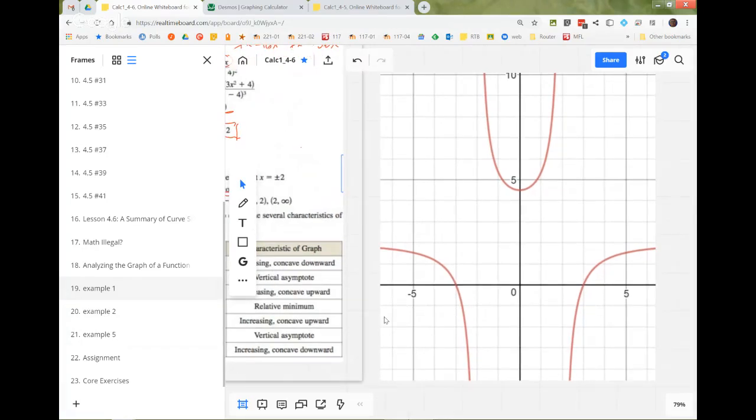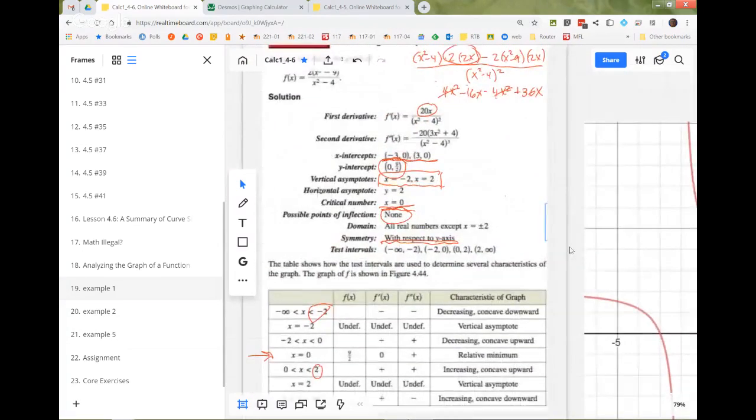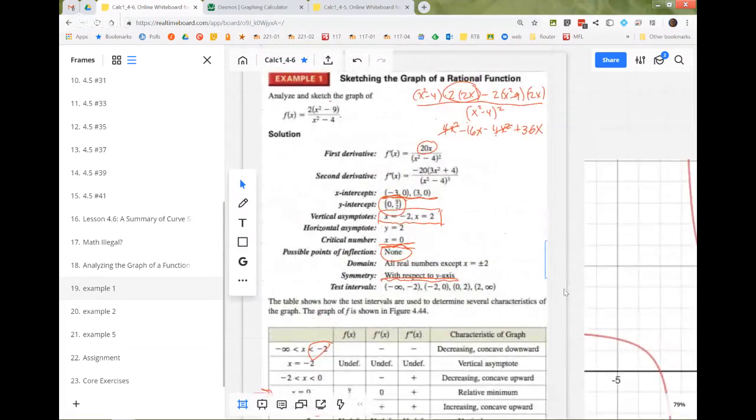Anybody have any question on that one? So there's a lot to do. First derivative, second derivative, all these tests, vertical asymptotes, the y and x intercepts, critical numbers. Do we have any points of inflection? There's a lot to check there. But all of those tell you something important about the graph.